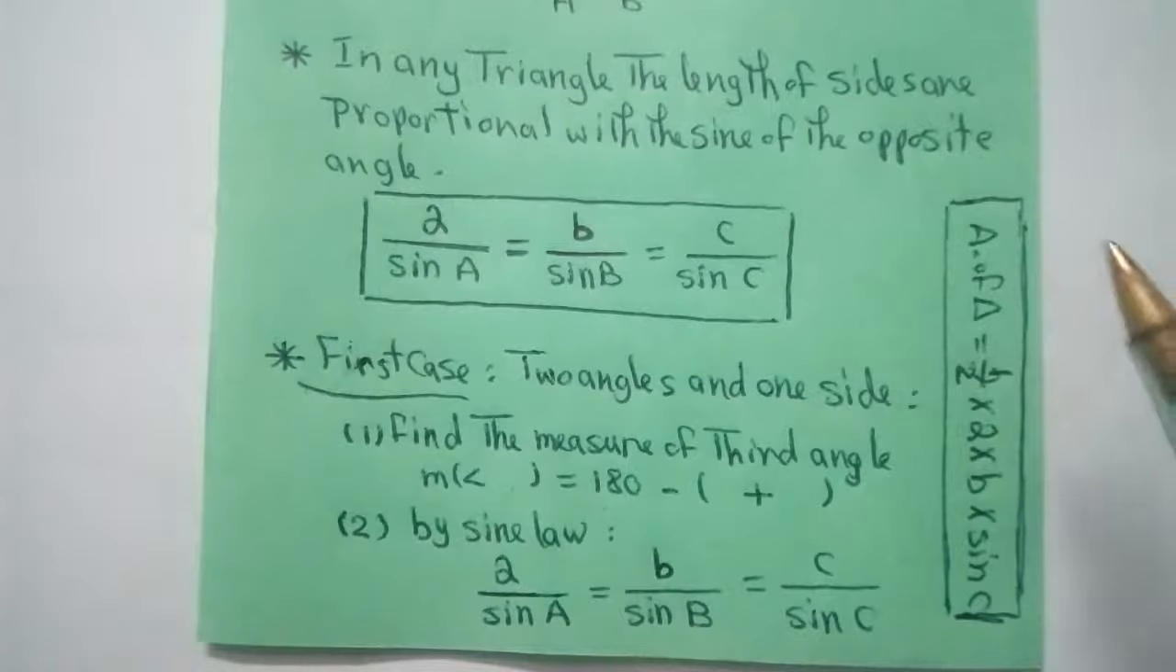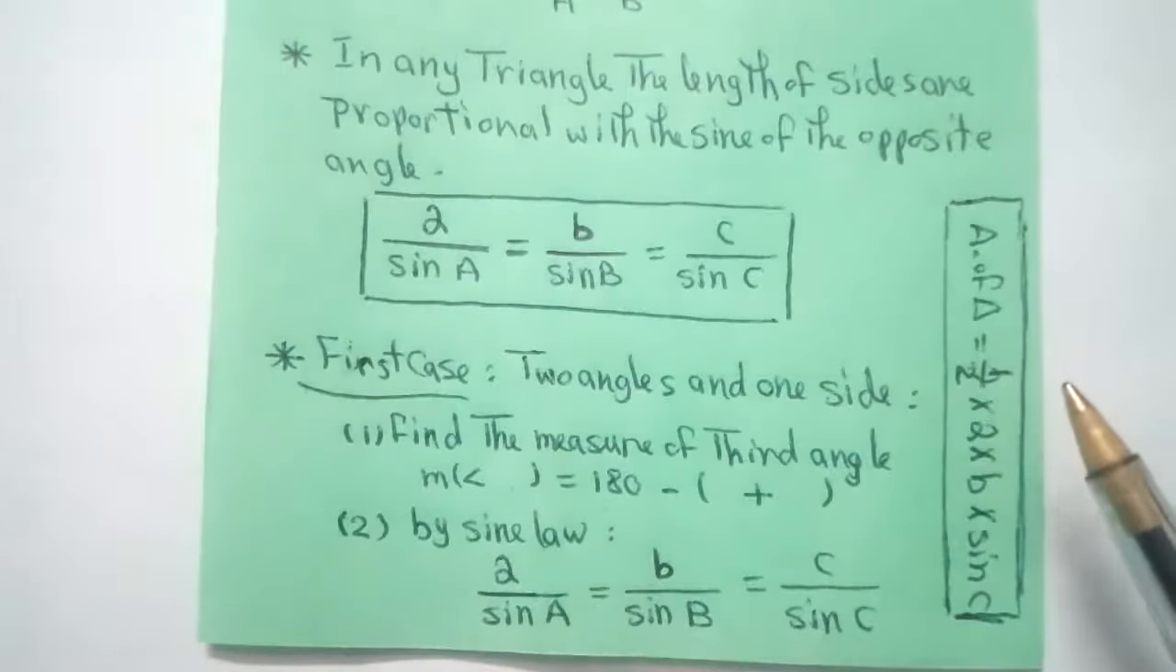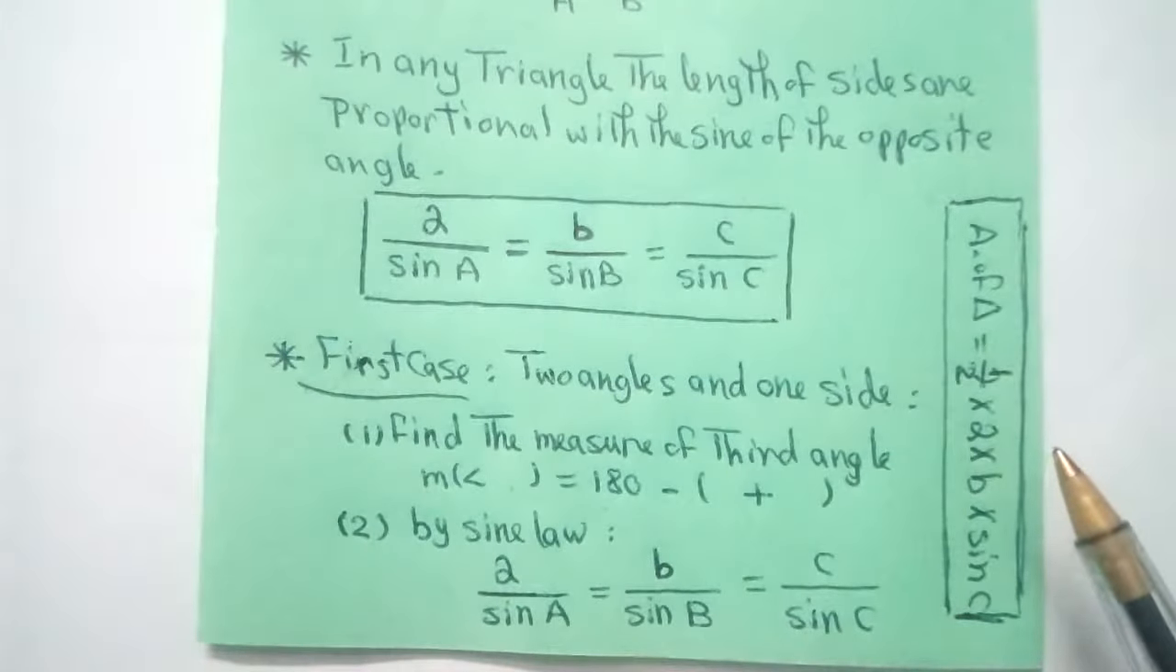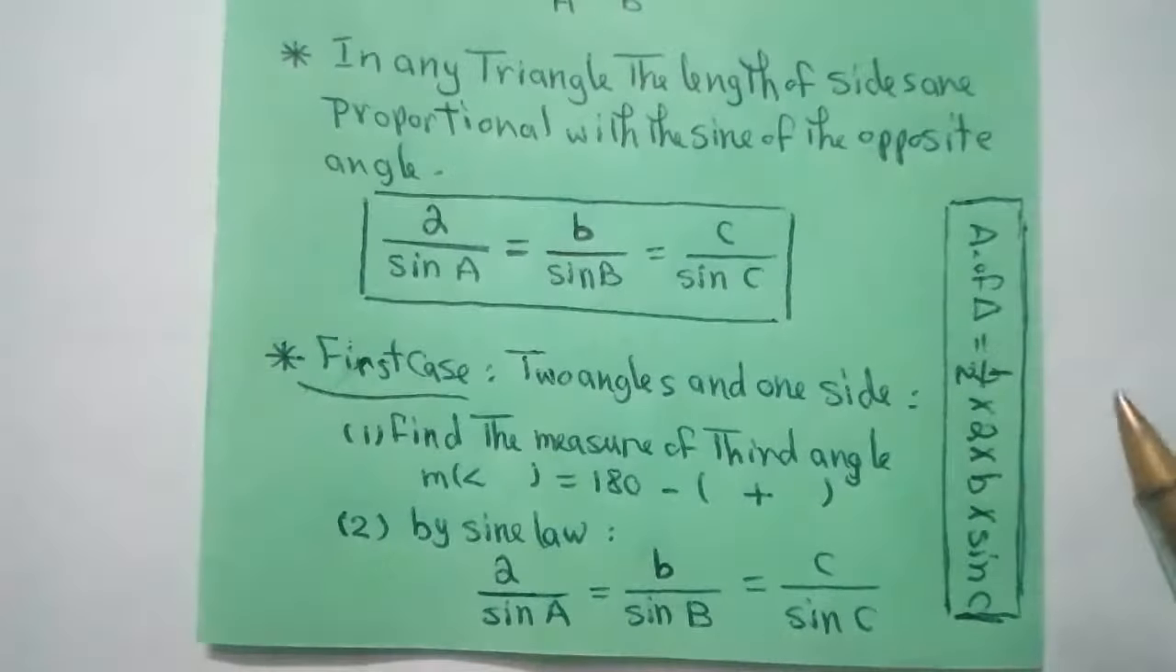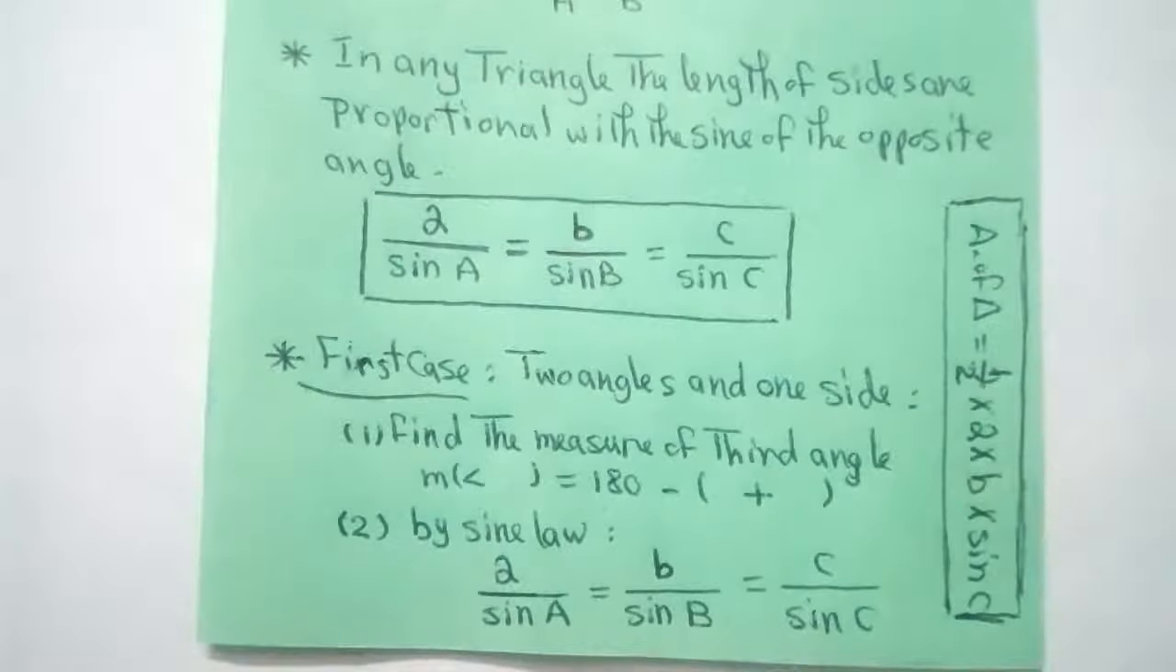Remark: the area of a triangle equals half times a times b times sine C, or half b times c times sine A, or half a times c times sine B.